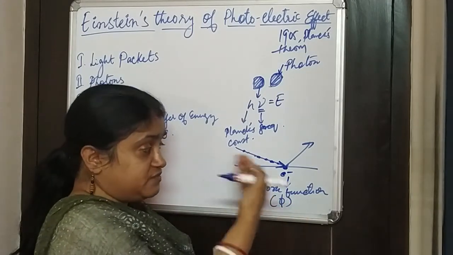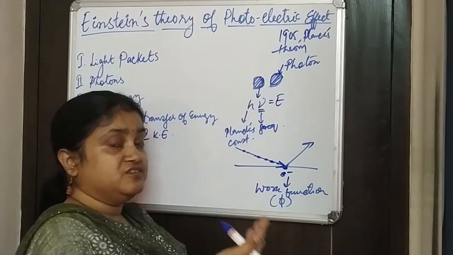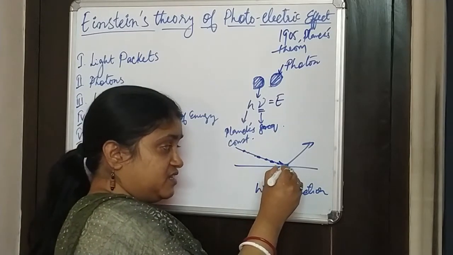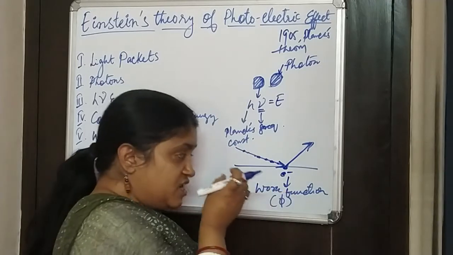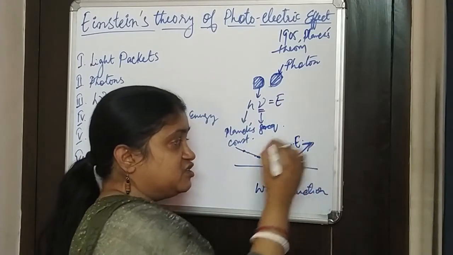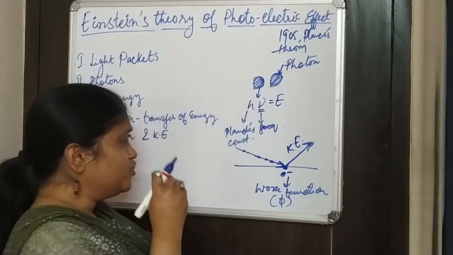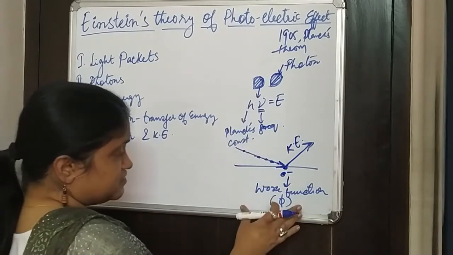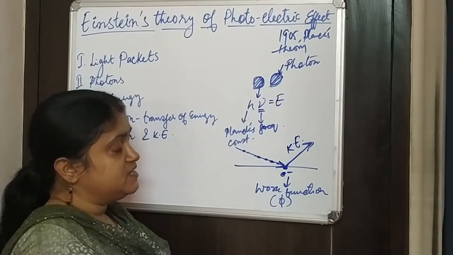And whatever the extra amount of energy is, after knocking out the electron, with that energy the electron would start moving, and that is the kinetic energy with which the electron is moving out. So this is the picture that is given by Einstein.